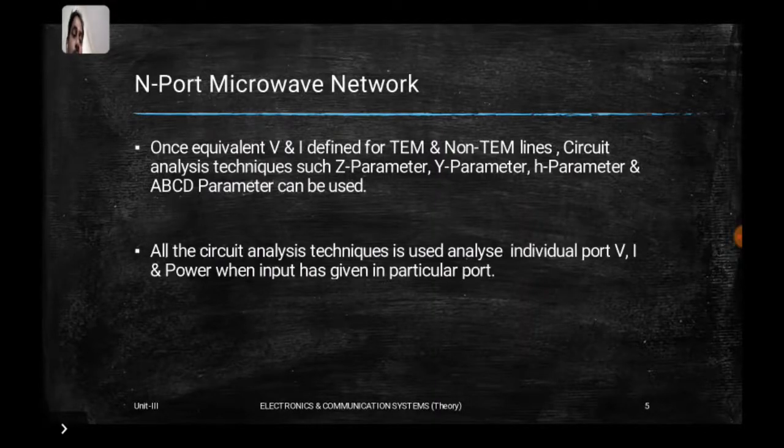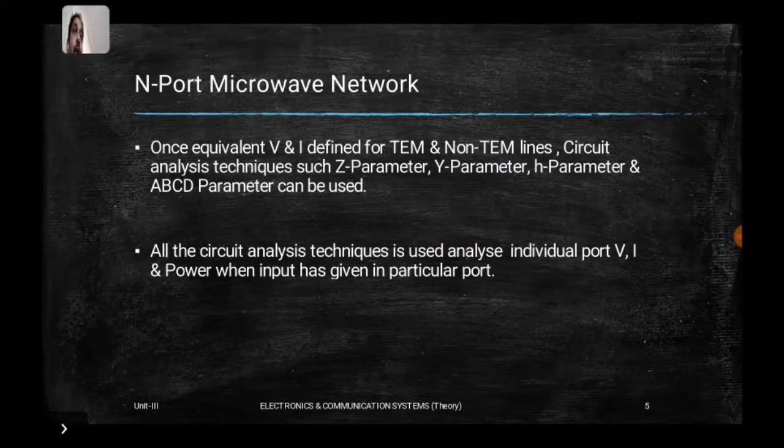So here in each port, if I know voltage and current, I can write the matrix, Z parameter, Y parameter matrix, and I can find out what the voltage will be in the other port. For each port, I have to know the voltage and current. For example, if I take a second port and want to know its voltage and current, I should know the other ports' voltage and current, and also I should know the Z parameters.